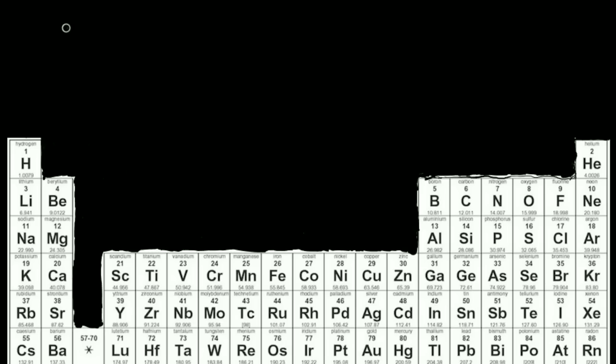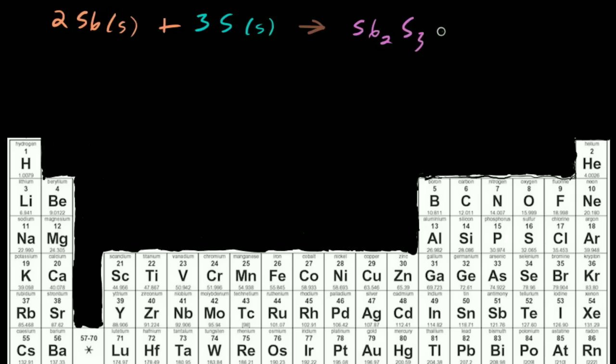In this example, I'm going to give you this equation. We're going to deal with the equation where we have 2 Sb solid plus 3 sulfur solid will yield 1 mole of Sb2S3 solid. And the question is this.